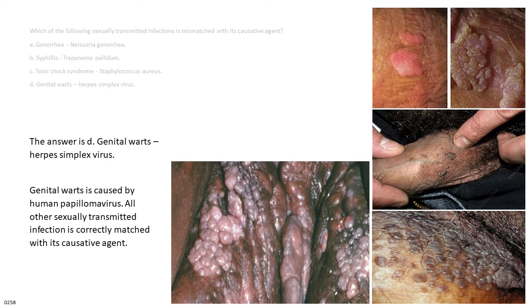The answer is D. Genital warts, herpes simplex virus. Genital warts is caused by human papillomavirus. All other sexually transmitted infections are correctly matched with their causative agents.